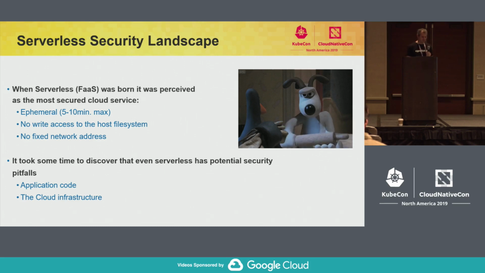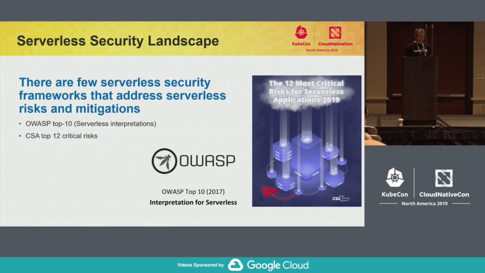Let's go a little bit more into the details. There are a few frameworks that address serverless risks and mitigations. There's OWASP, the Open Web Application Security Project. They're doing a lot of work, and everything is open on what the risks to our applications are. They usually publish their top 10, and they created a top 10 interpretation for serverless. And the Cloud Security Alliance also created a nice framework, the 12 most critical risks for serverless. Those frameworks analyze what the risks are, why they happen, what the mitigations are, and how you can address them. Let's take a quick look at those frameworks.